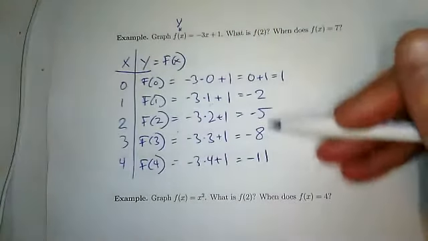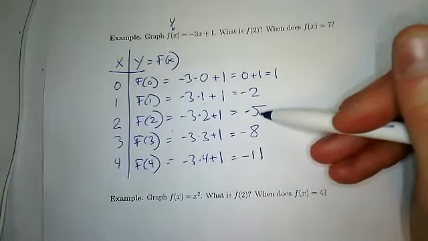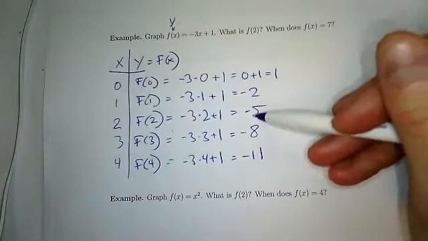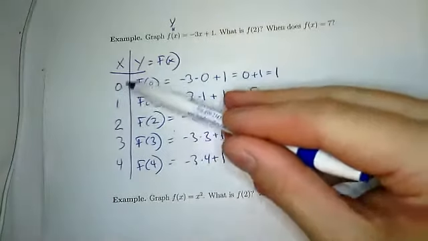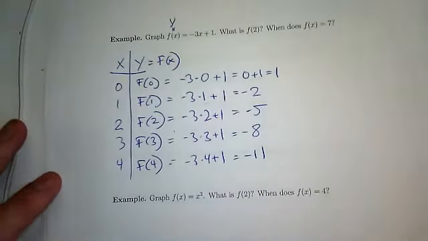All right, and you might be able to see a pattern arising, right? You started at 1, minus 2, minus 5, minus 8, minus 11. If you look, you'll notice that it's decreasing by 3 each time I increase my x value by 1, right? We'll get to that probably next class.